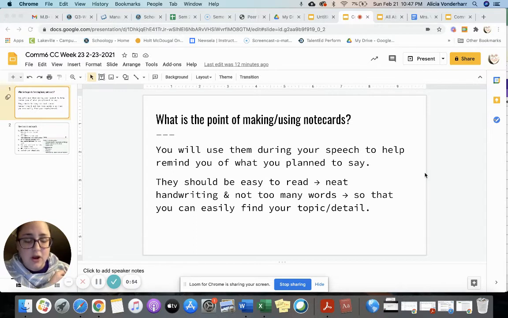If you don't have physical note cards at home, that's a-okay. I'm going to show you how to make them using Google Slides. And it might actually work out even better using Google Slides, because you're creating them online when you're going to be doing the speech online through Flipgrid anyway. So we'll walk through that too. And it's also important that they don't have too many words so that you can easily find your topic and the detail you're trying to discuss within your speech. Again, these points will make sense once you see how we write the note cards.